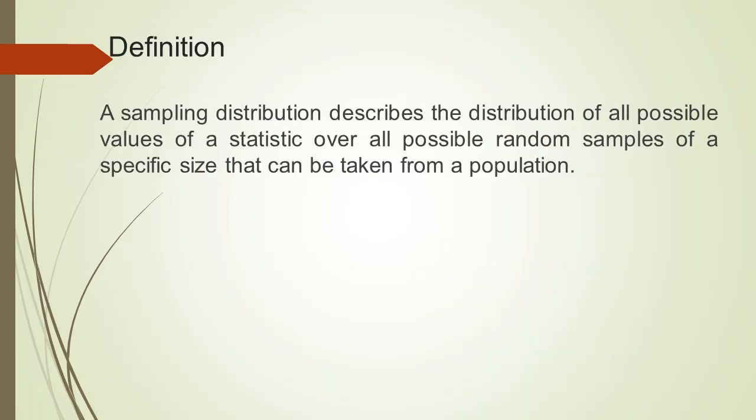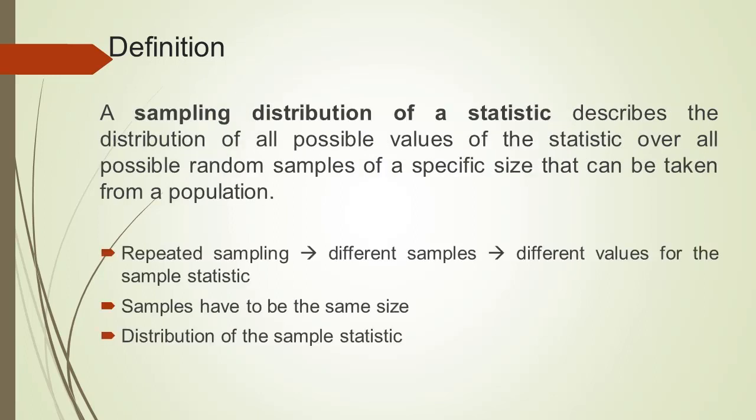The definition of the sampling distribution is the following. A sampling distribution of a statistic describes the distribution of all possible values of a statistic over all possible random samples of a specific size that can be taken from a population. Let's break the definition into several important ideas.